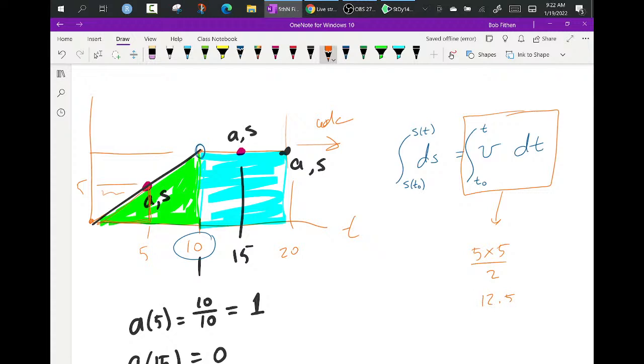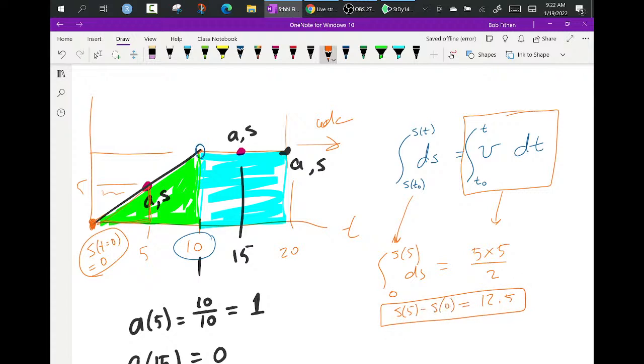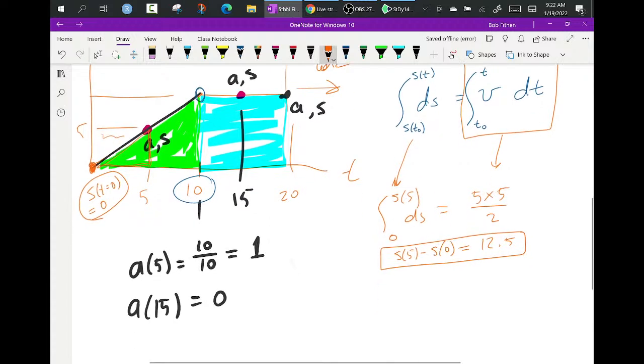Okay, but the question is, look at the left side real close. What did you do? You basically went from position 0, s at t equals 0, which is going to be specified as 0, and you're going to the s at 5 seconds. So basically, the s at 5 minus the s at 0 is equal to 12.5. Now, you put down the ruler, and it went to 12.5 after 5 seconds.